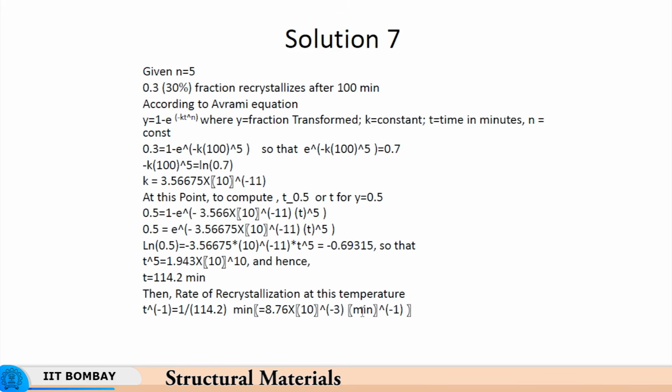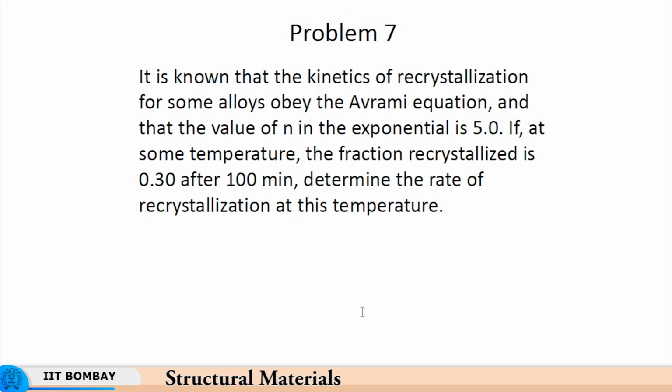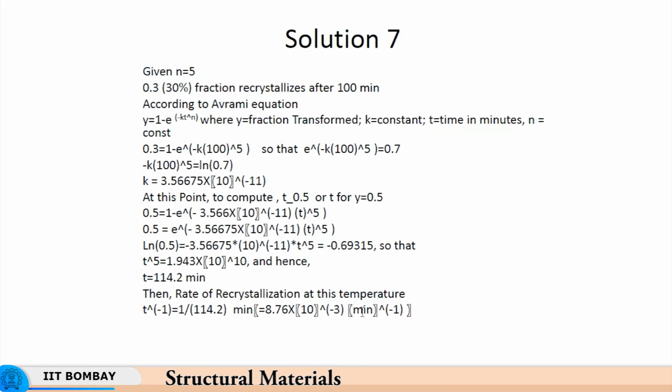Now at this point we have to find out what happens, because what we have to determine is the rate of recrystallization at this temperature. So at what temperature? At some temperature. At that temperature, the rate of recrystallization has to be found. The point at which we take this rate is when the transformation is to the extent of 50%, right? So for y equal to 0.5, we would like to find the time, and then we can get the rate of recrystallization.